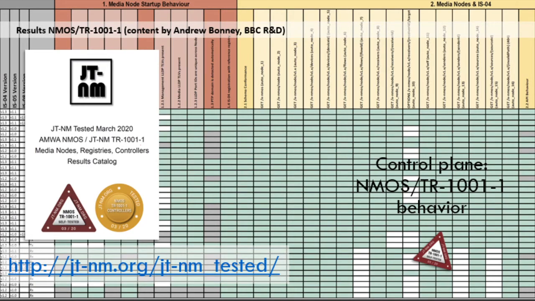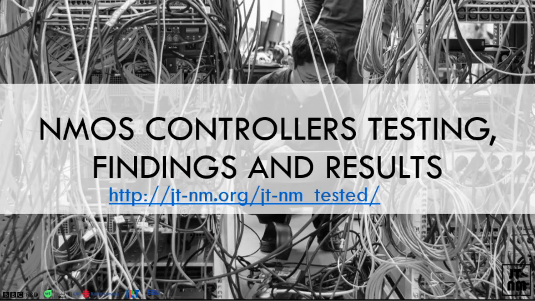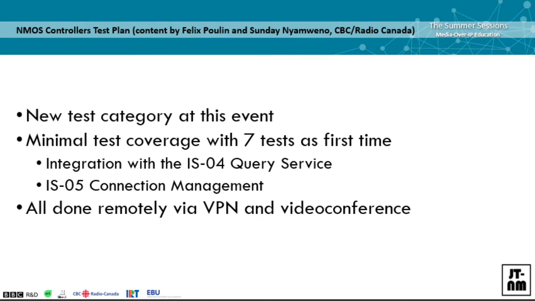The result matrix is pretty much the same. We had the tests on top, the devices on the left, and the color coding in the center. The new addition to the program being the NMOS broadcast controllers. It's a new category.